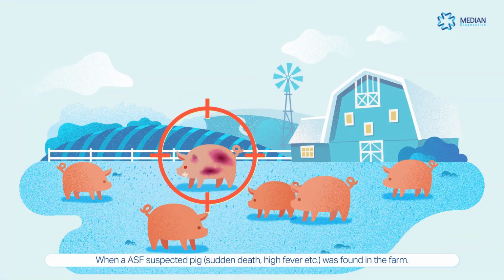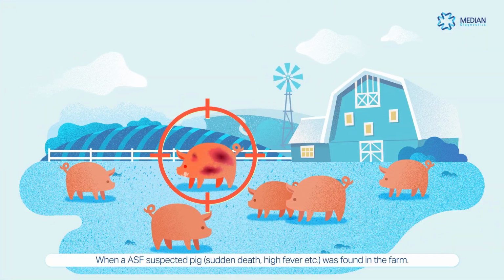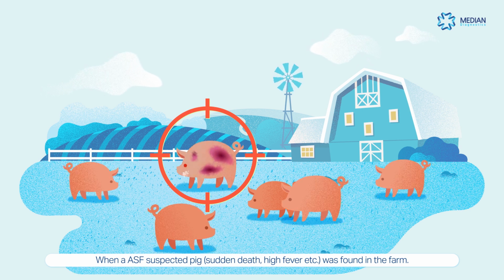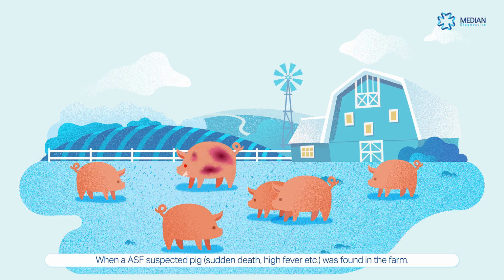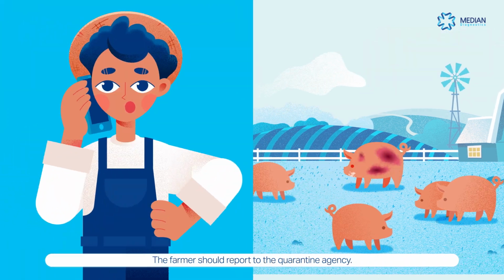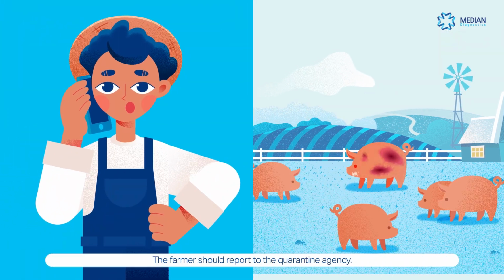African swine fever is a highly contagious viral disease that causes sudden death and high fever in domestic and wild pigs. When a pig showing suspected symptoms is found on a farm, the farmer must immediately report it to the quarantine agency.